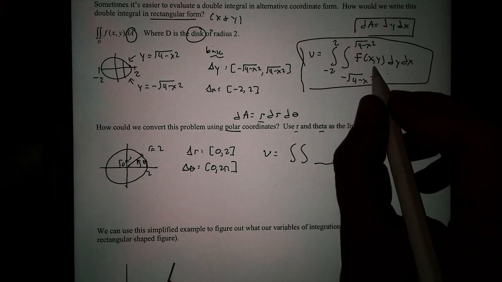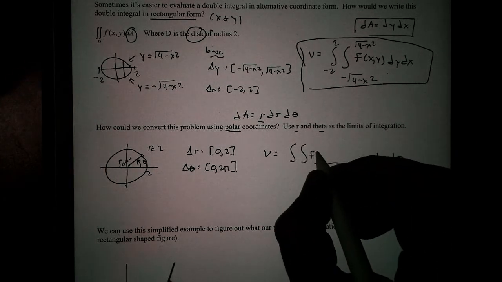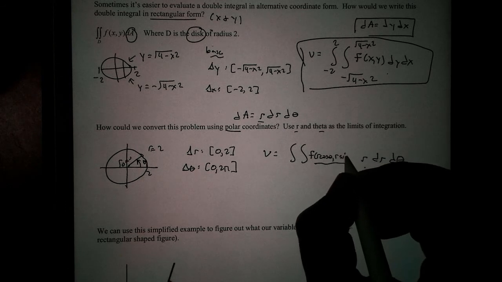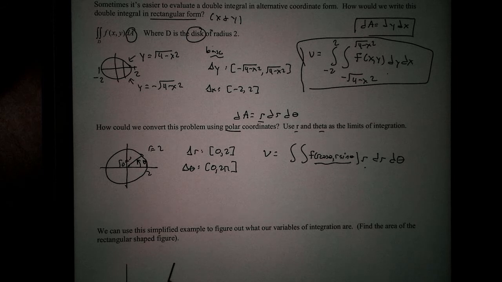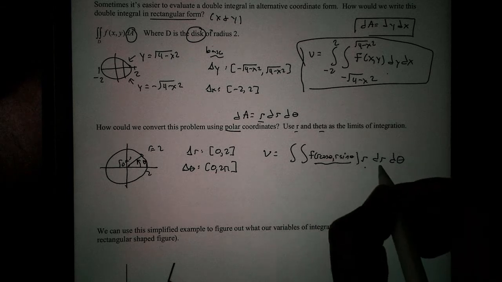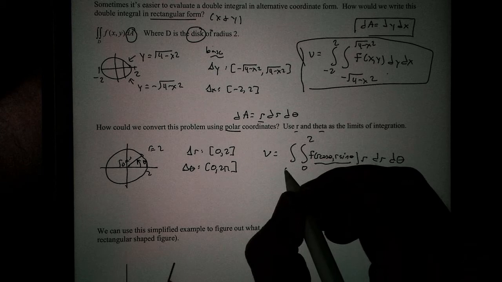Well, it's no longer a function of x and y. We're using r's and thetas. So this is going to be f of r cosine theta, r sine theta. Our function is now a function of r cosine theta, r sine theta. And my change in r goes from 0 to 2, and change in theta goes from 0 to 2 pi.